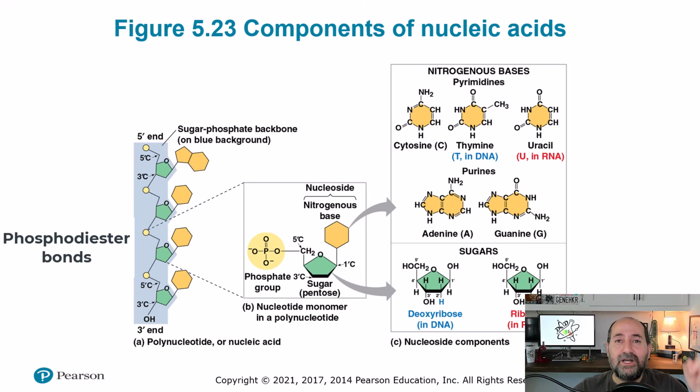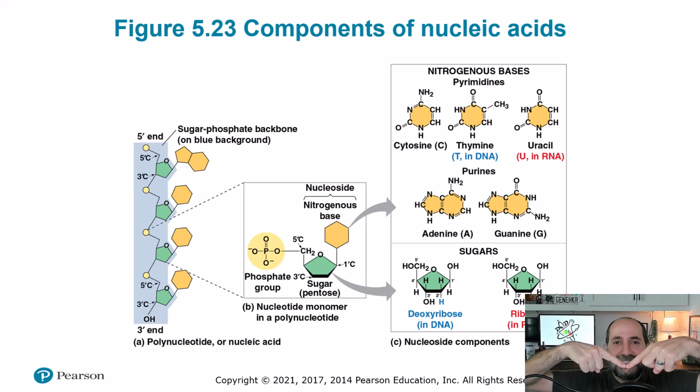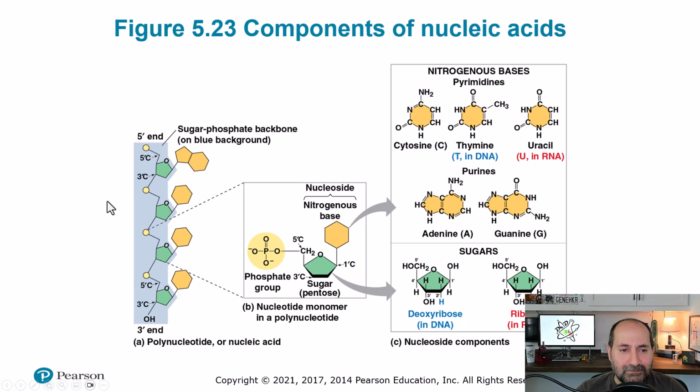And just to review, when you link monosaccharides together, those were called glycosidic bonds. When you linked amino acids together, those were called peptide bonds. When you linked lipids together, right? You don't link lipids together, right? And when you link nucleotides together, that's right, you form phosphodiester bonds. Now you get it.